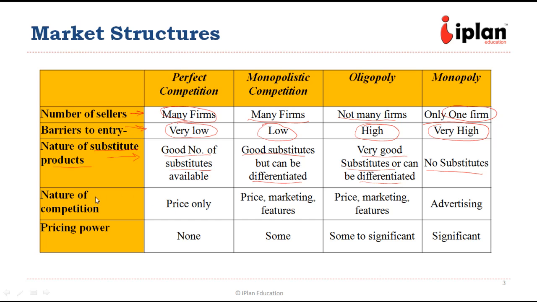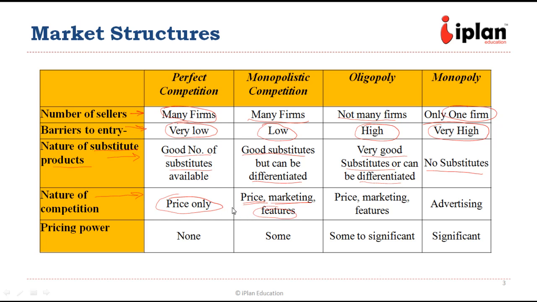Now if we look at the nature of competition, in perfect competition price is the only parameter on which the competition is based, while in monopolistic competition, in addition to price, there are certain features on which the company differentiates its product. Marketing of these features becomes important in monopolistic competition, while in perfect competition there is no scope for differentiation. So price is the only factor.